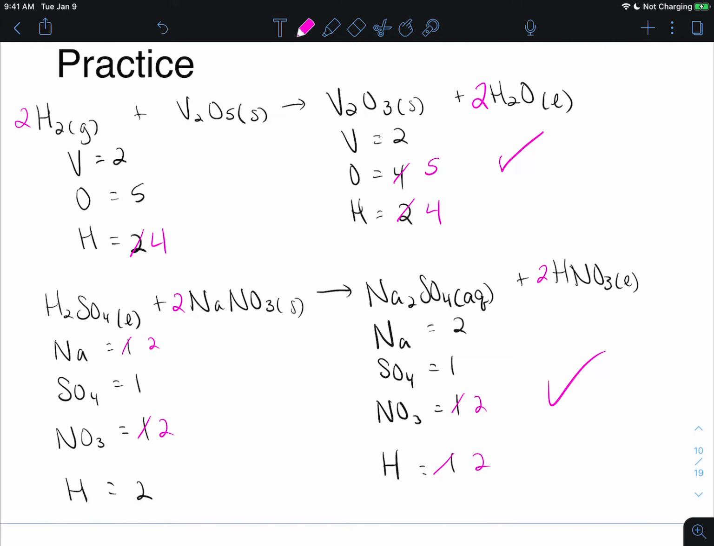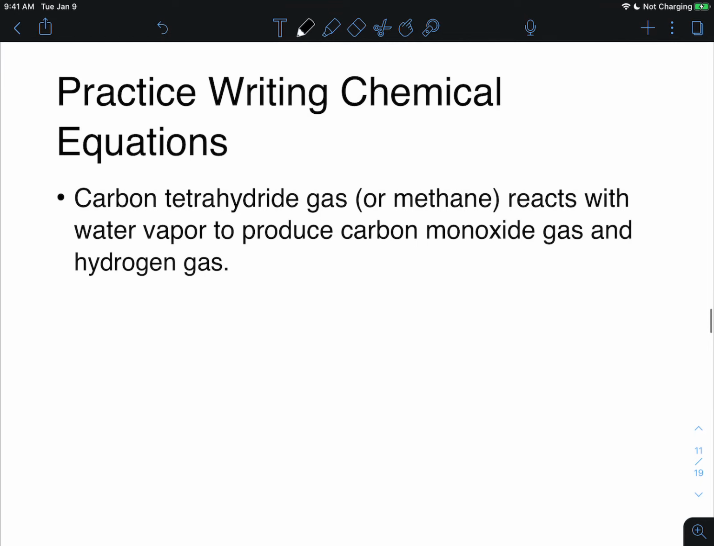Okay, what happens if we have a written out equation? The first thing we need to do is write out our chemical equation itself. So you must know how to go from a name to a chemical formula. So we've got carbon tetrahydride gas, or methane. So that's CH4. And it's a gas. So we're going to put a g in there.